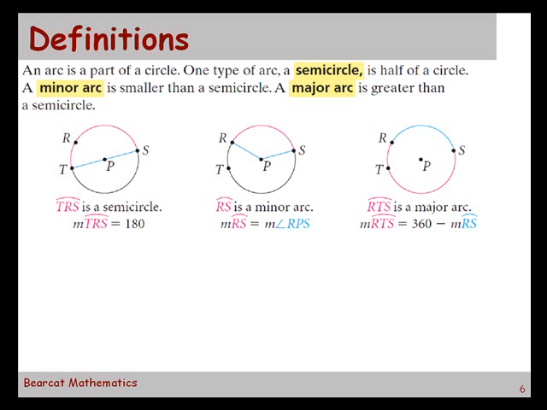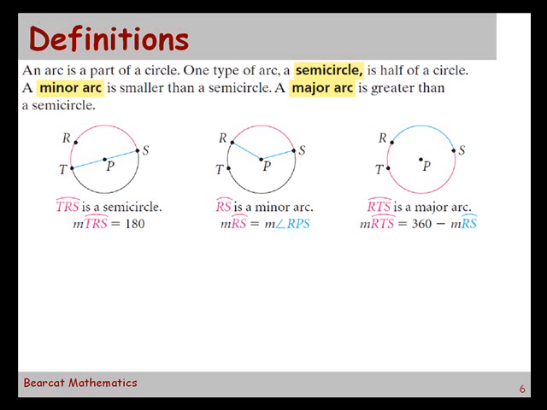So semicircle is not a new term, agreed? Does the concept of major and minor arcs make sense? Just referring to the size. Kind of like when we talk about angles, they're acute or obtuse compared to 90. Arcs are minor or major compared to the semicircle.